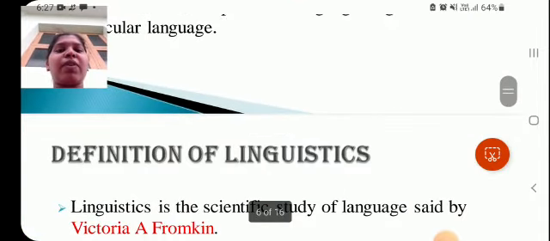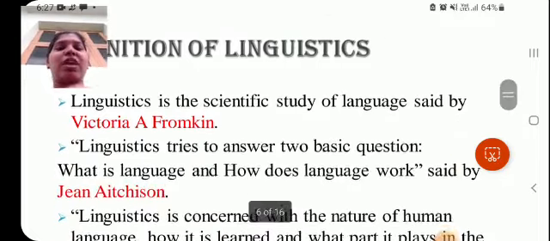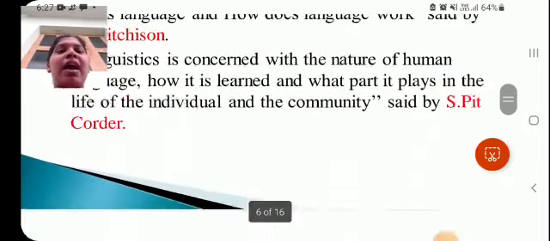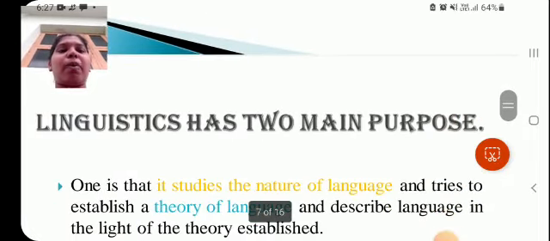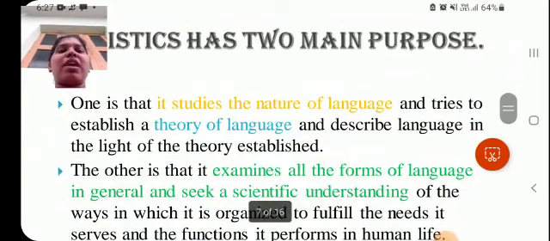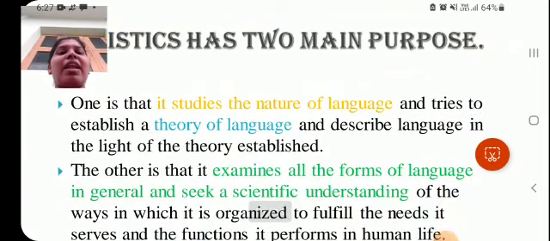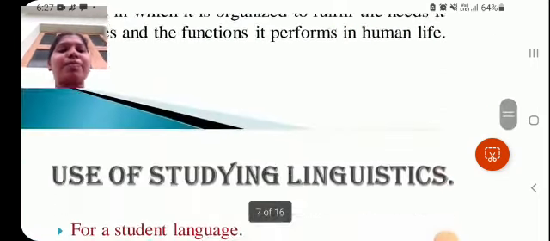And definition of linguistics. Linguistics is the scientific study of language, said by Victoria A. Fromkin. And then let's see about the two main purposes. One is to study the nature of language, and another one is to examine all the forms of language in general, seeking scientific understanding.